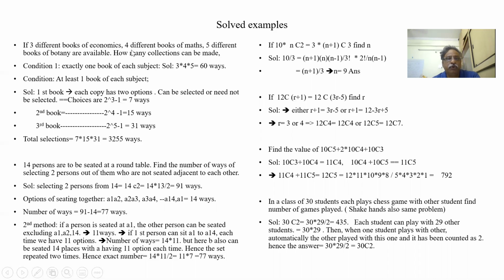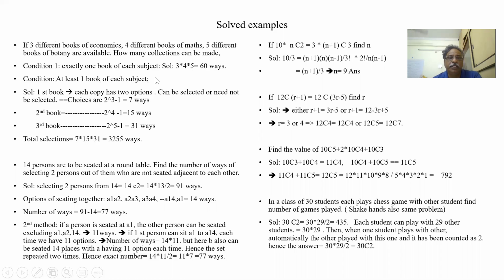Similarly, 2 to the power of 4 minus 1. So each book has 2 options. So 2 into 2 into 2 into 2, 4 times. So that is 2 to the power of 4 minus 1, and 2 to the power of 5 minus 1. Once I add all these, I'm getting the selection of each book, suppose selection of one group from all the groups, any one from all.